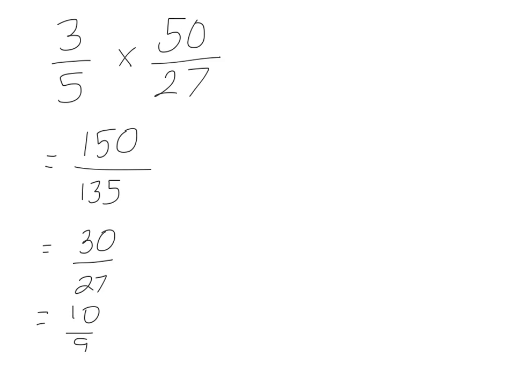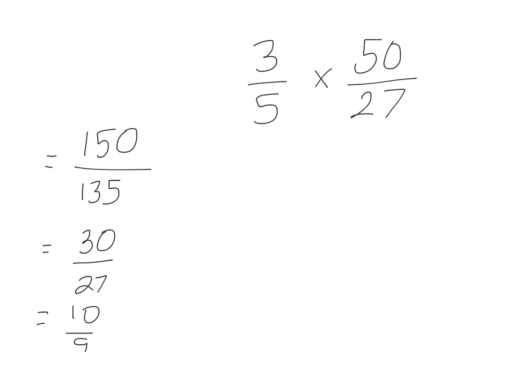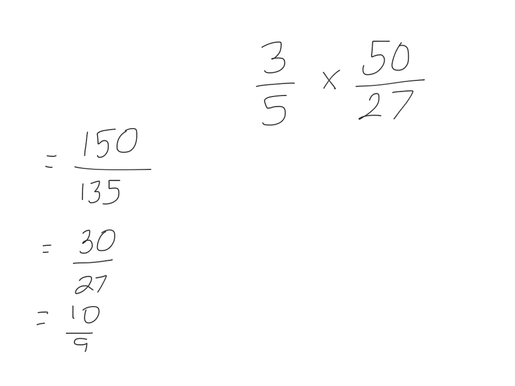Or method 2, you can look at the diagonals and see if anything can divide both of these quantities. The biggest thing that divides 3 and 27 is 3, so both of these can be divided by 3. 3 divided by 3 is 1, 27 divided by 3 is 9. Then looking at my other diagonal, 5 and 50: 5 divided by 5 is 1, 50 divided by 5 is 10. Then I just read along the top. 1 times 10 is 10, 1 times 9 is 9.